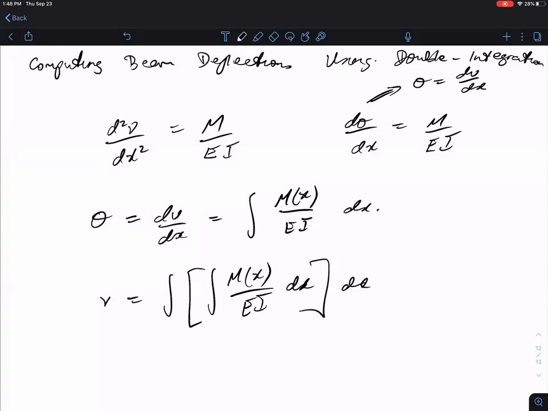Now, for each of these integrations, a constant is going to be introduced, and these constants need to be solved to obtain a unique solution. We'll see how that plays out in another video where we will implement the double integration method in an example.